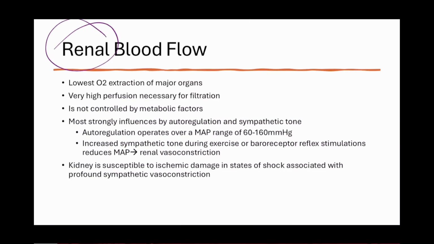Renal blood flow. Now moving on to the kidneys. Kidneys also require constant blood flow. So the brain and the kidneys have that autoregulation graph. Of all the organs, the kidneys have the lowest O2 extraction of all the major organs. So the top one was what? What extracts all the oxygen? The heart. Now the kidneys, they don't extract very much. Kidneys require very high perfusion necessary for filtration.